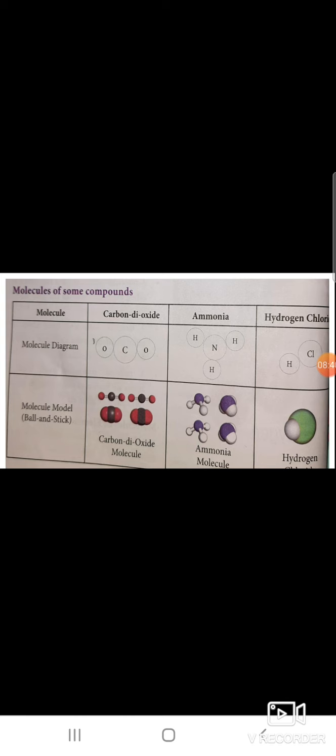So NH3. Hydrogen chloride, HCl, is one molecule, hydrochloric acid. Okay, molecular models, ball and sticks. Carbon dioxide molecules, ammonia molecules, and hydrogen chloride are called molecules of some compounds.